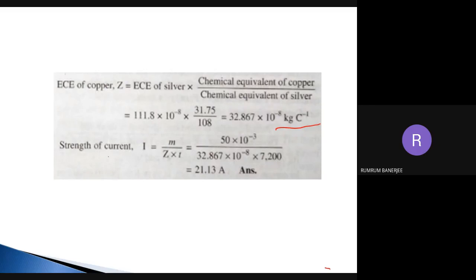And for the strength of current, we put it directly in the formula: I equals m divided by Z into t. Putting the value of m, that is 50 into 10 to the power minus 3, divided by 32.867 into 10 to the power minus 8 into 7200, our actual answer is 21.13 ampere. So that is our answer.